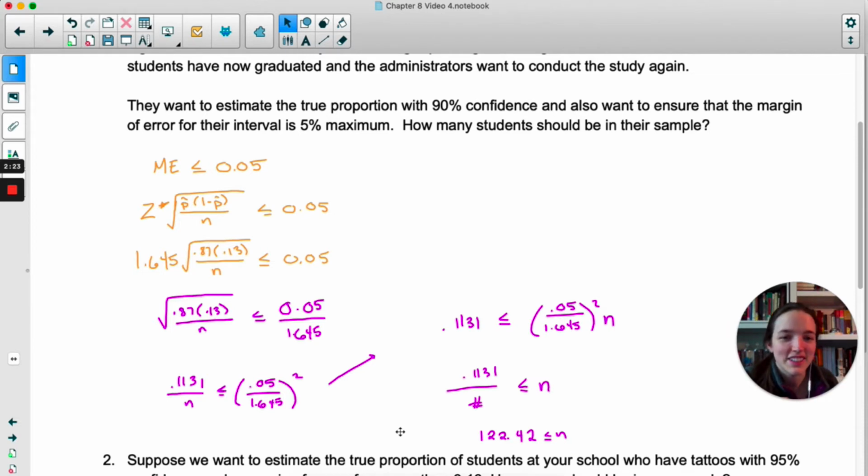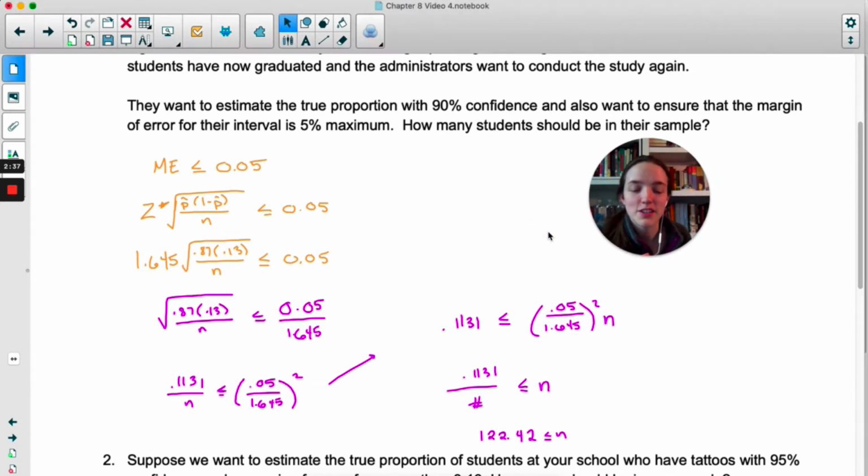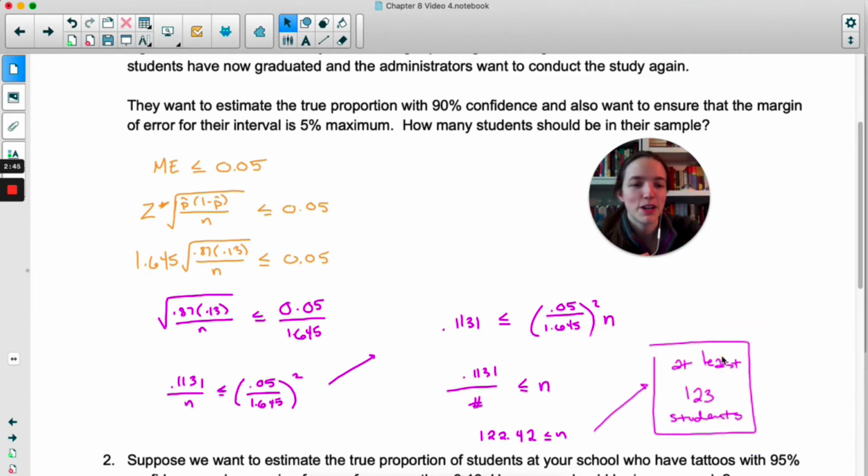So in my calculator, I do 0.05 divided by 1.645, enter, squared, enter, and then I did 0.1131 divided by answer. That got me 122.42. So our sample has to be larger than that. Now, I'm not going to ask 0.42 of a student for an answer to this question, so I'm just going to round up and say that we need at least 123 students.